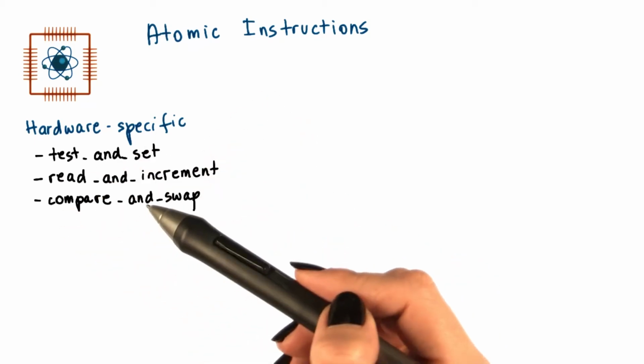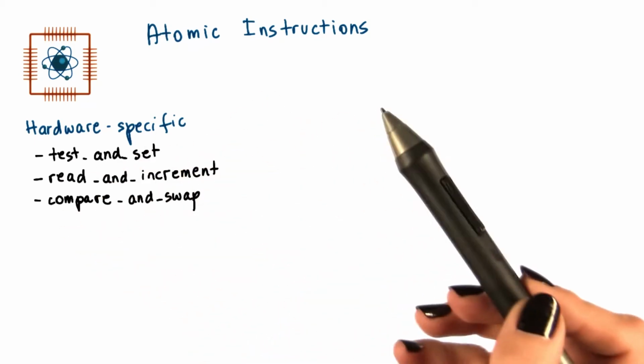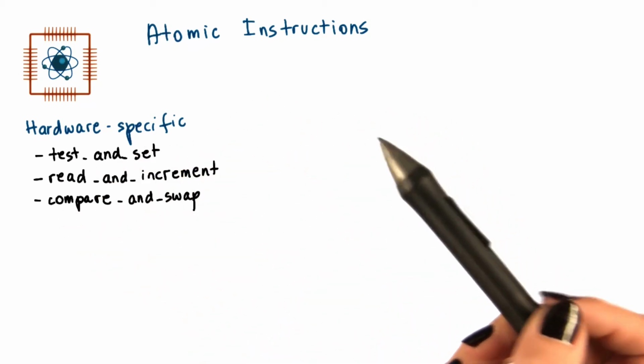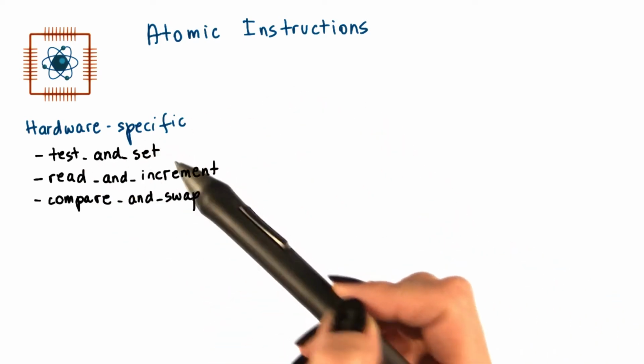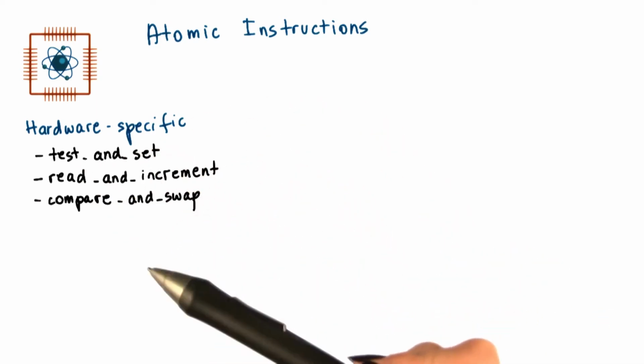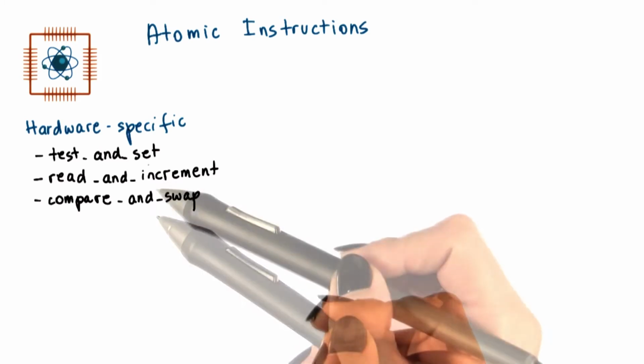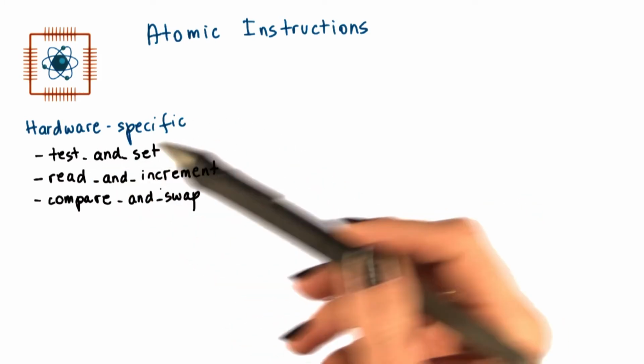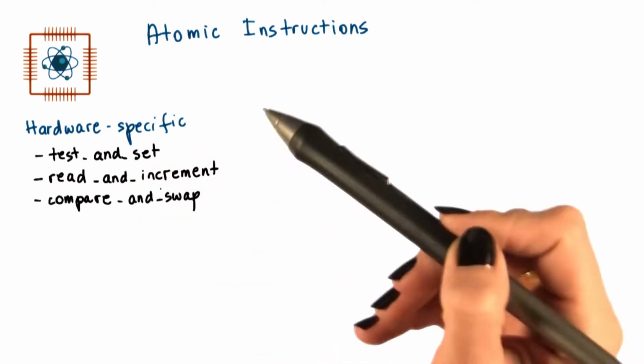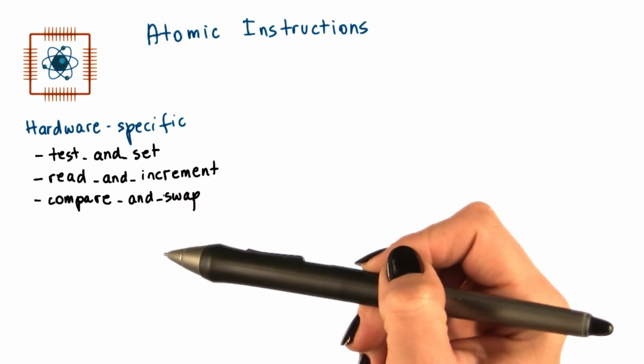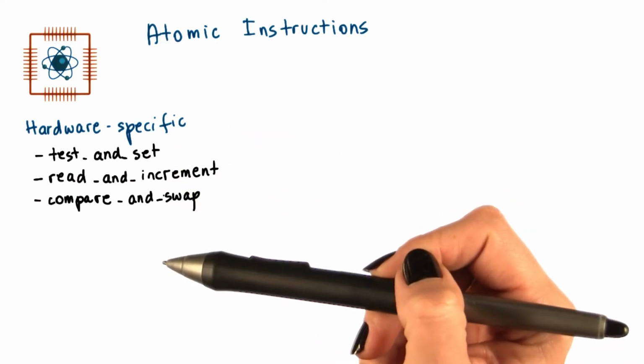Each type of hardware or hardware architecture will support a number of atomic instructions. Some examples include test and set, or read and increment, or compare and swap. Different instructions may be supported on different hardware platforms. Not every architecture has to support every single one of the available atomic instructions out there.